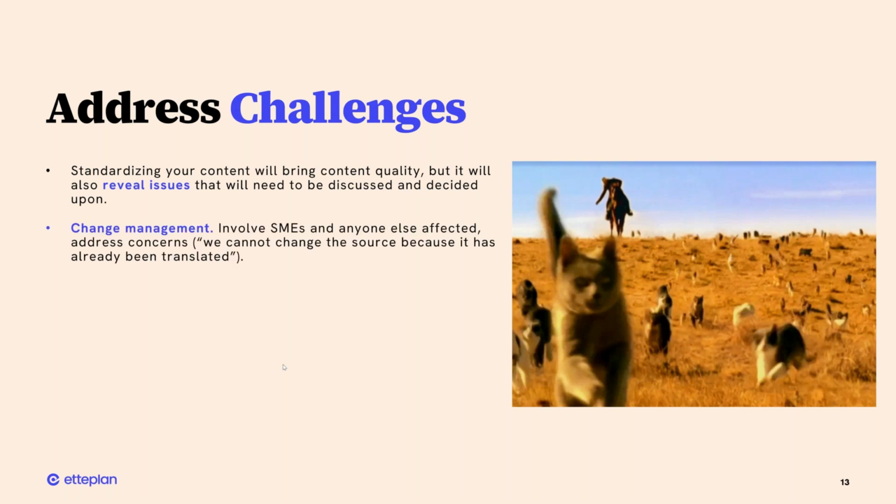Change management, right? So we need to involve subject matter experts, as I mentioned already, and address concerns. We cannot change the source because it already has been translated, or we cannot rename this particular component because that's what we've always been calling it. Those are usually not really reasons or excuses anymore for not changing it. We're trying to do a better job with the terms that we use, and really, at the end of the day, it's what our customers want to understand us most for. You're going to probably have some discussions between marketing and engineering on what to call something.